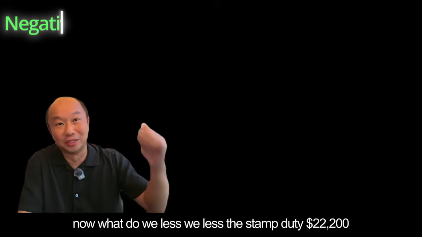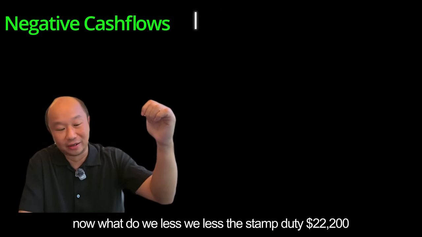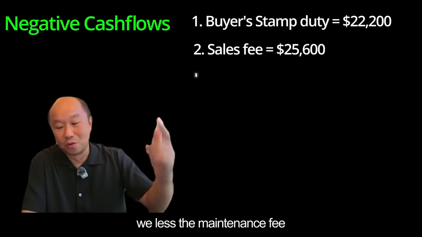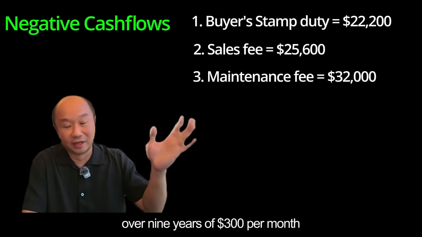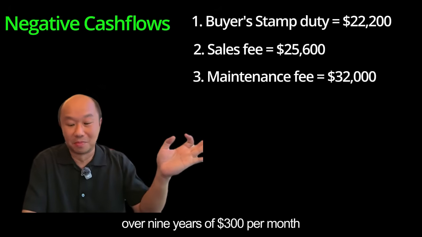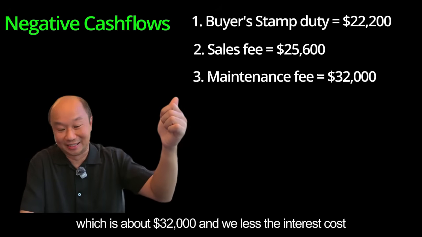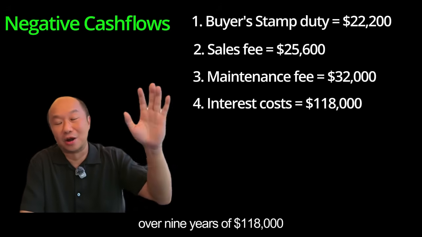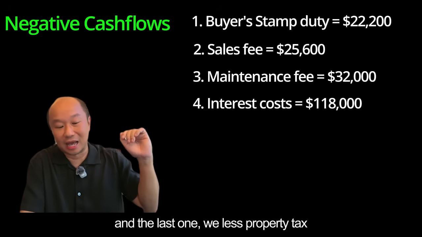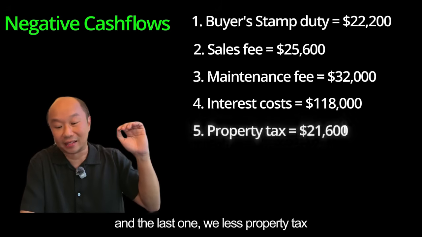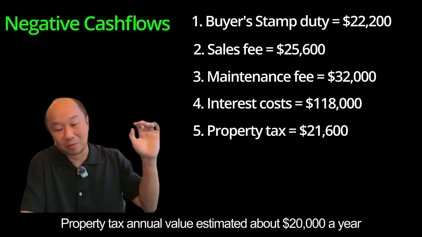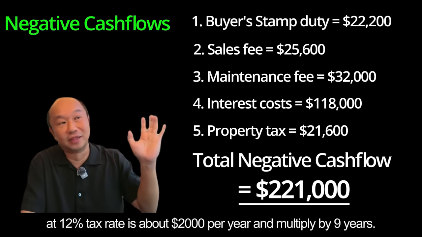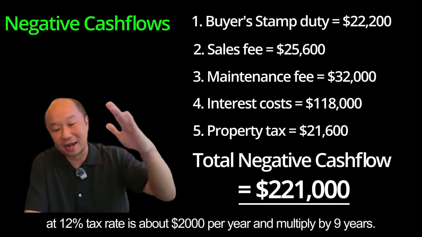Now, what do we less? We less the stamp duty, 22,200. We less the sales fee, 2%, 25,600. We less the maintenance fee over 9 years of $300 per month, which is about $32,000. We less the interest costs over 9 years of about $118,000. And the last one, we less property tax, which is about $21,600. Property tax annual value is estimated at about $20,000 a year, and 12% of that is about 2,000, multiplied by 9 years.